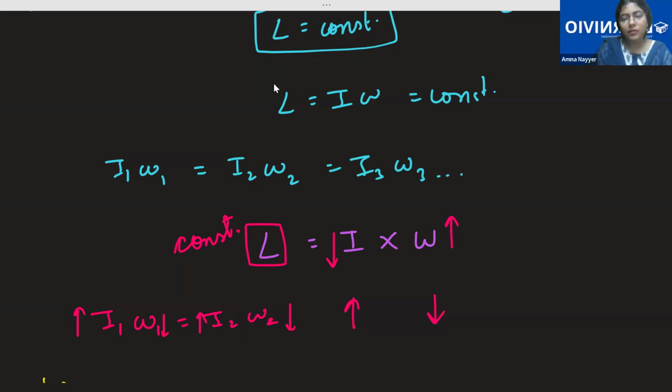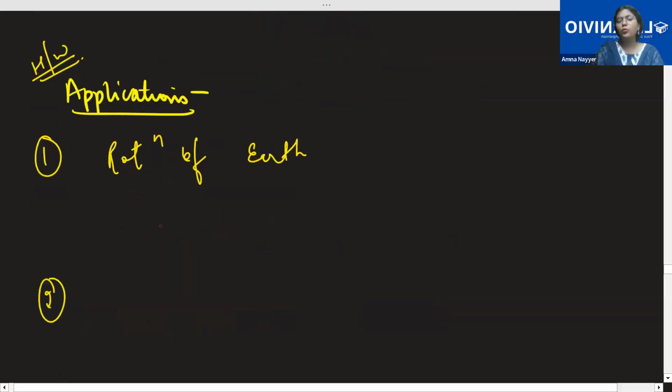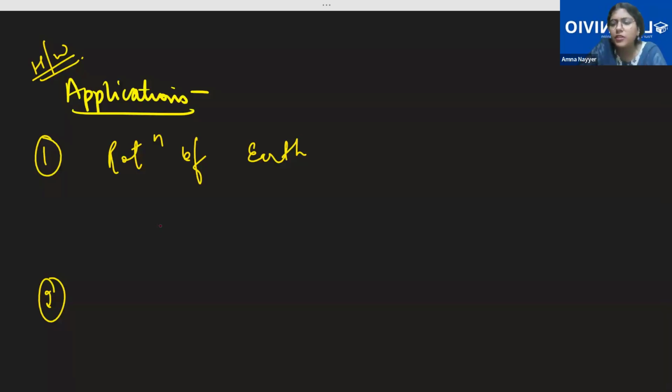See, let's talk about the conservation of angular momentum, a little bit of the applications, and that's homework for you. You have to go and open your NCERT for this. Rarely do I tell you to go through the NCERT because most of the things we do in the class itself, but go through the NCERT once because questions come from this.